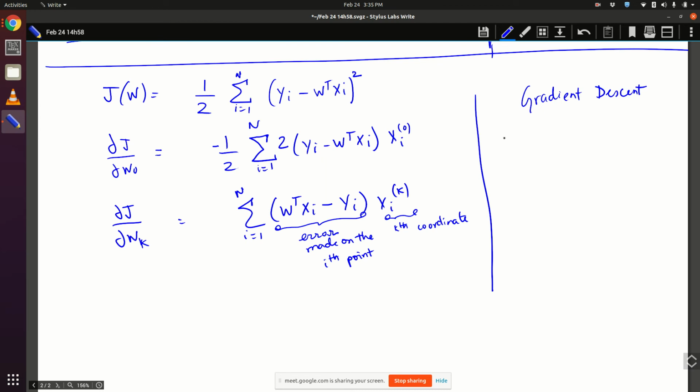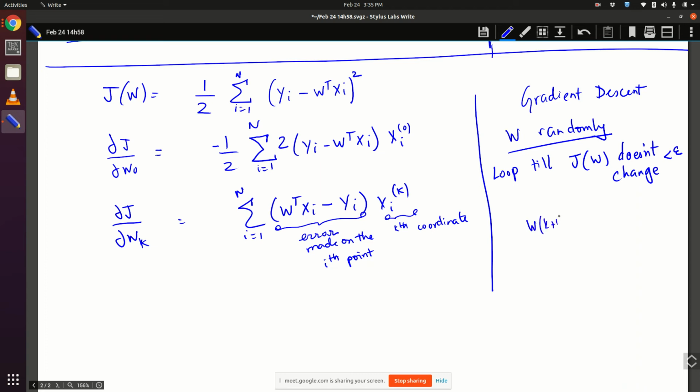So what is that? You choose W randomly, and this is your init, and then loop till J of W doesn't change much. From the previous iteration to the next iteration, there is not too much change. So you can keep some threshold epsilon, and as long as it doesn't change, you can stop. And what you can do is say W of k plus 1 is equal to W of k plus this whole thing, W k transpose xi.